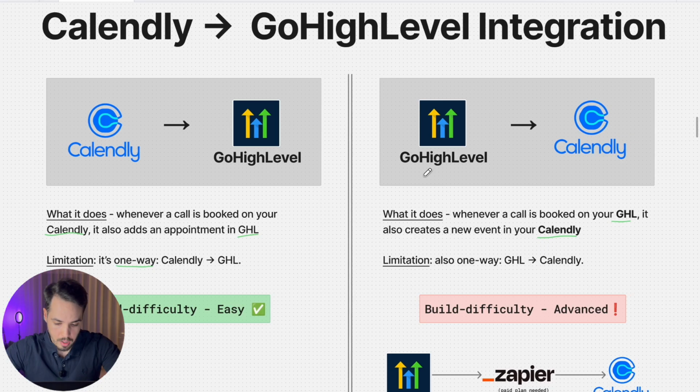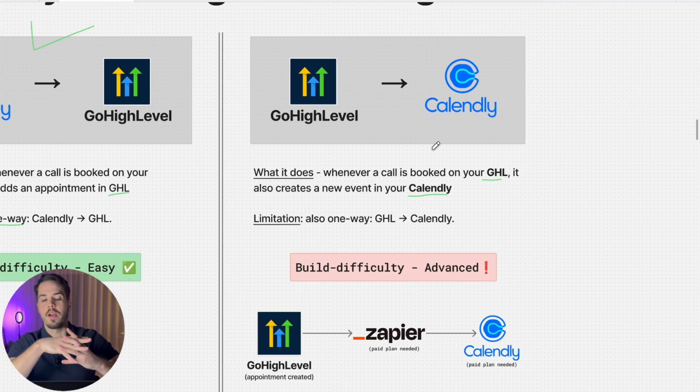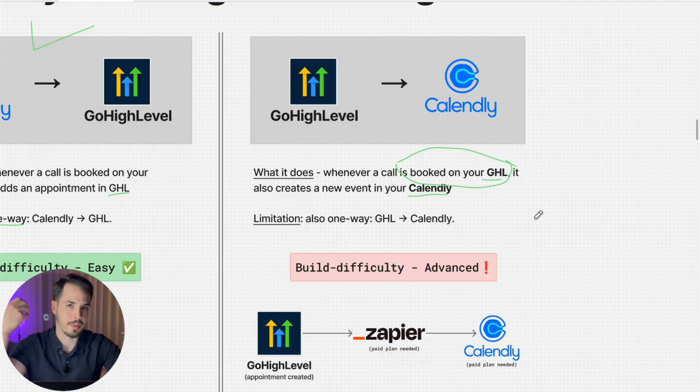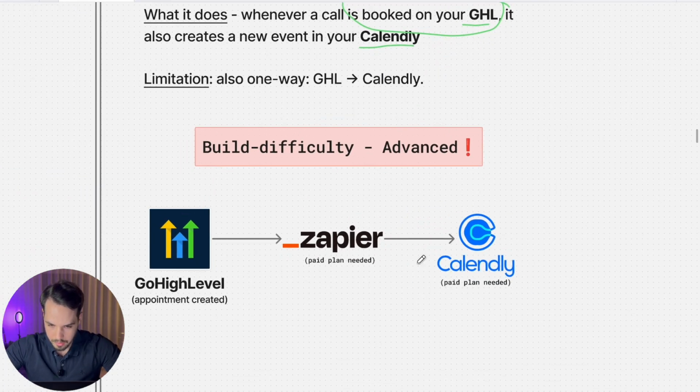Now, we have done this first one. This was super easy. Now let's get on to the real difficult stuff, where somebody books a call on your GoHighLevel, then you also want to add an event on Calendly, because maybe that's where you send your reminders, SMS, everything. So get these ready.